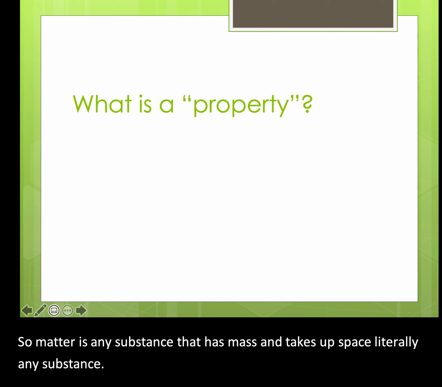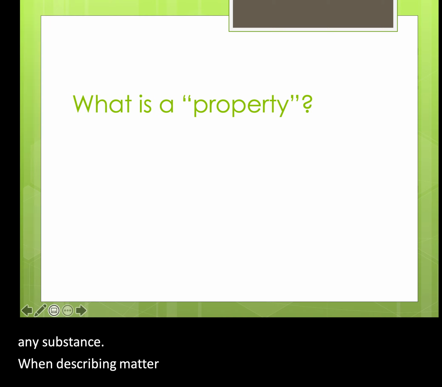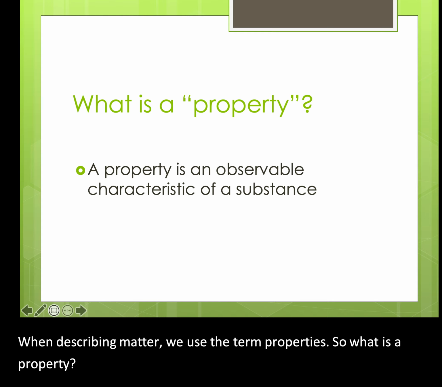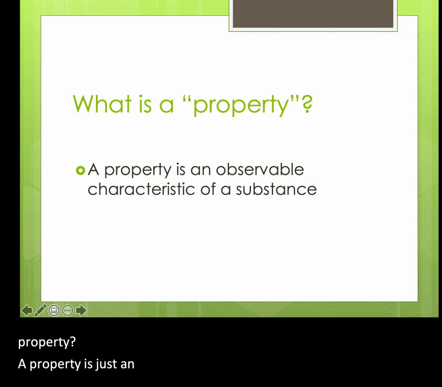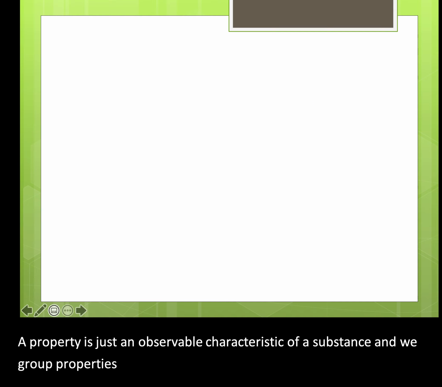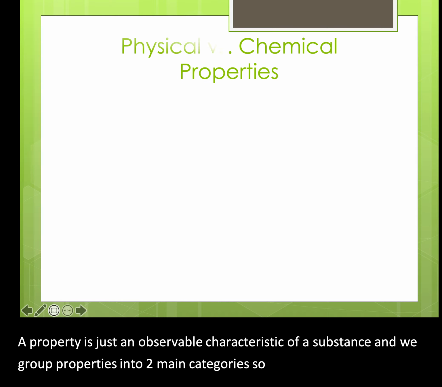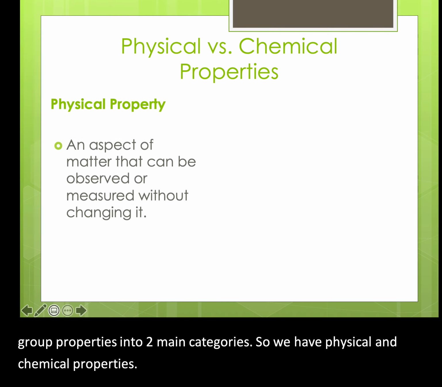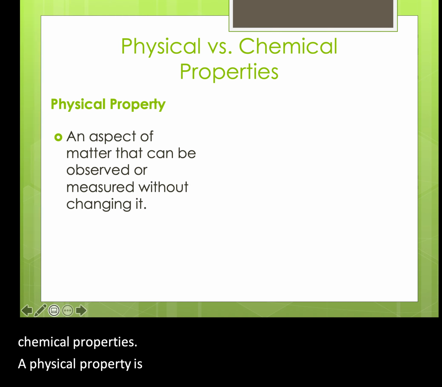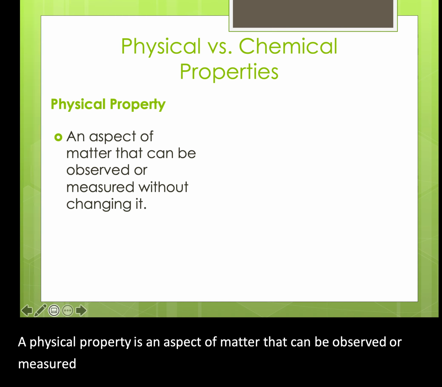When describing matter, we use the term properties. So what is a property? A property is just an observable characteristic of a substance. And we group properties into two main categories. So we have physical and chemical properties. A physical property is an aspect of matter that can be observed or measured without changing it.